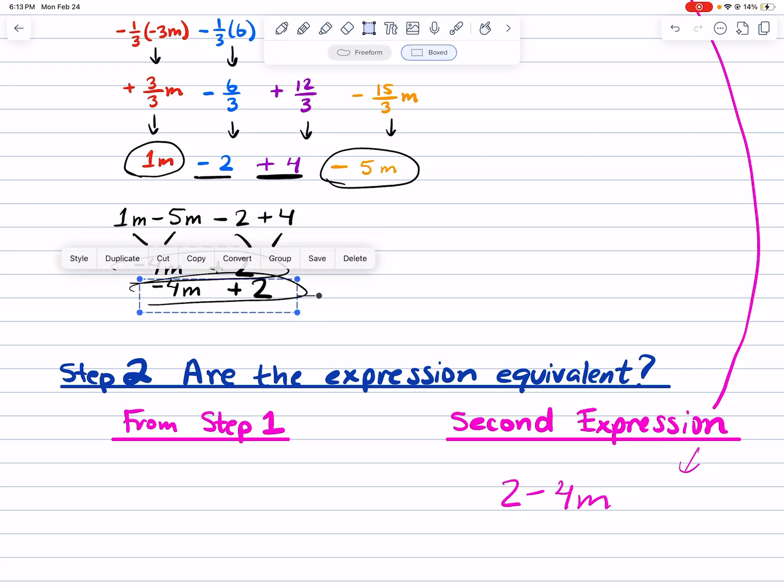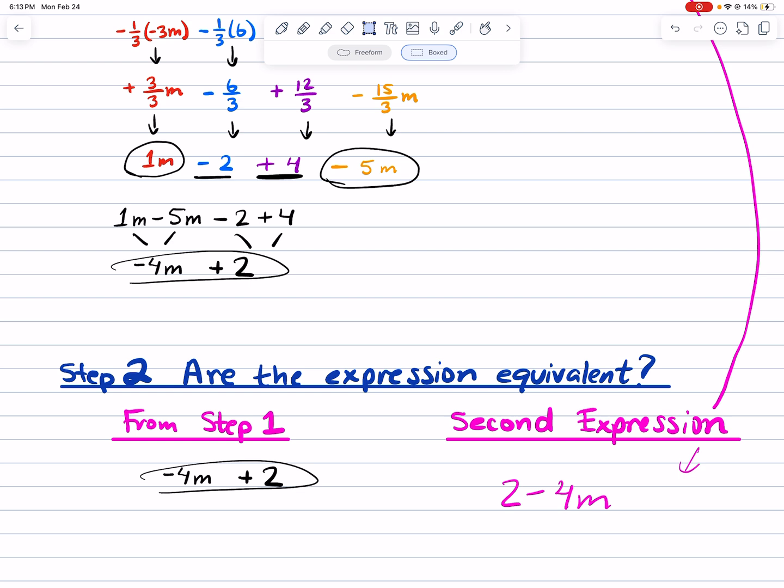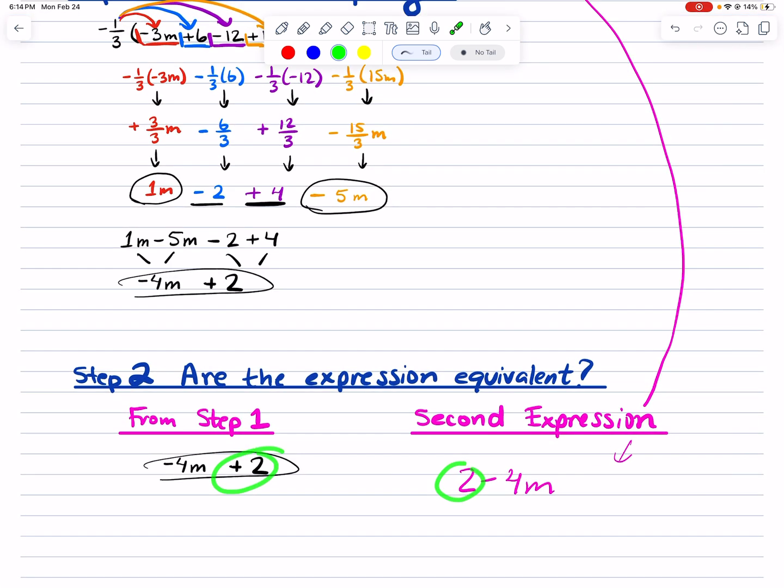We need to make sure. Let me duplicate it. Let's see. Let's find out. They both have a negative 4m. Beautiful. They both have a positive 2. Yes, they are equivalent. It works out. All that work, thank goodness they're equivalent. I wouldn't have liked it if I did all that and it wasn't equivalent anyway.